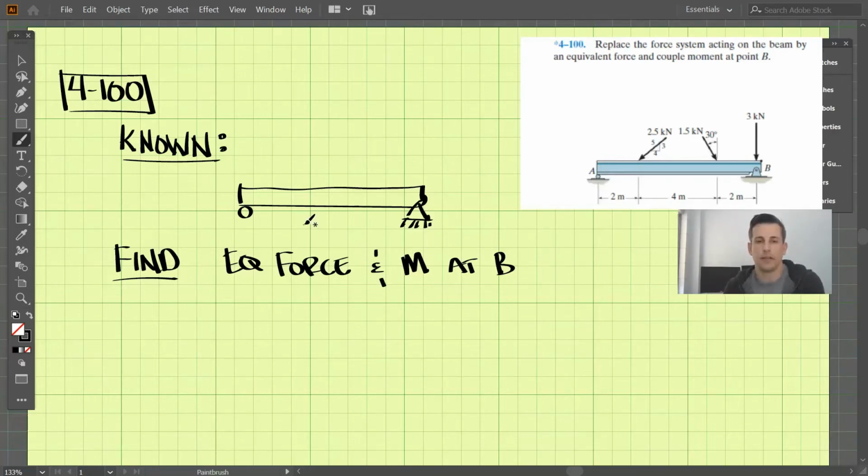The problem is asking, if we have all those forces, the 2.5 kilonewtons, the 1.5 kilonewtons, and the 3 kilonewton force, and we wanted to create a specific type of loading by stripping all of those forces off, and over here is point B, what resultant force would we put here, as well as what resultant moment, to create the exact same loading scenario as what's shown in the diagram? So let's do our analysis.